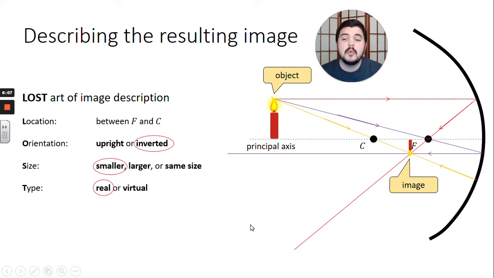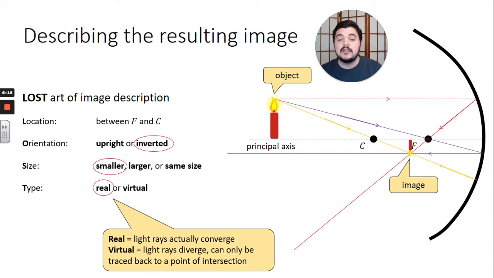Last but not least, this is what we call a real image. And that distinction out of all of them is probably the one that students are least familiar with. So a real image is when the light rays really, or actually, converge. That's when the light rays actually meet. Whereas a virtual image, the light rays diverge and spread apart.